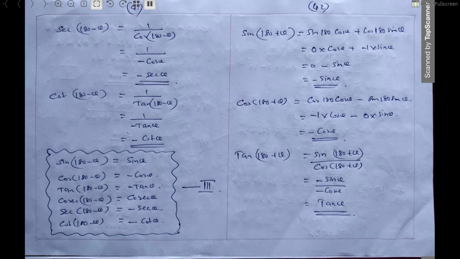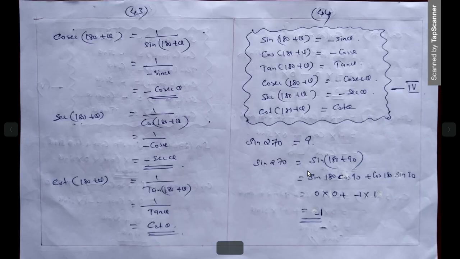The same steps are taken for cos(180+θ), and by using sin(180+θ) and cos(180+θ), tan(180+θ) can also be calculated. Finally, you will get the fourth part of these results. sin(180+θ) is equal to minus sin θ, cos(180+θ) is equal to minus cos θ, and so on.